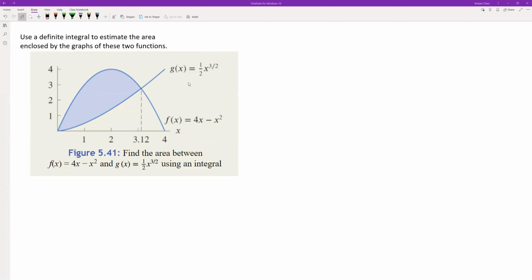Because the area between two functions is always the function on top minus the function on the bottom, within the range, of course. In this case, we are looking at the blue shaded area. So we're looking at from 0 to 3.12. We are only focusing between these two values, 0 and 3.12.